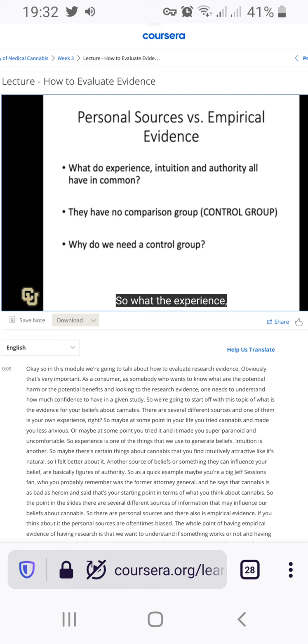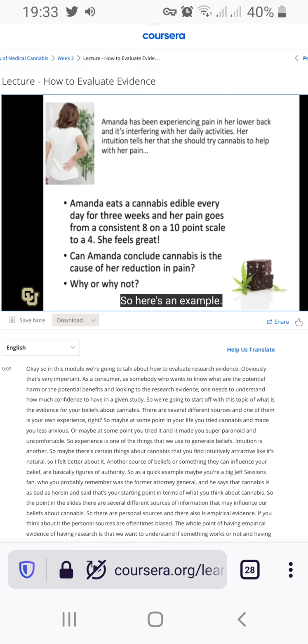So what do experience and intuition and authority all have in common? Those sources of information all have one important piece in common, and that is there's no comparison group, no control group. Well, what is a control group, and why do we need a control group?